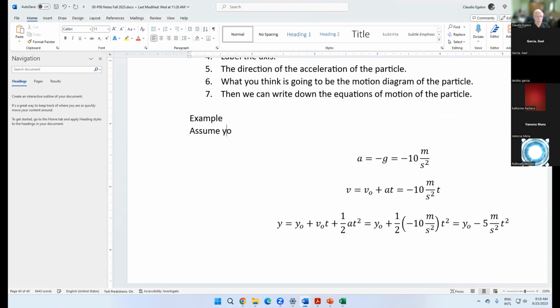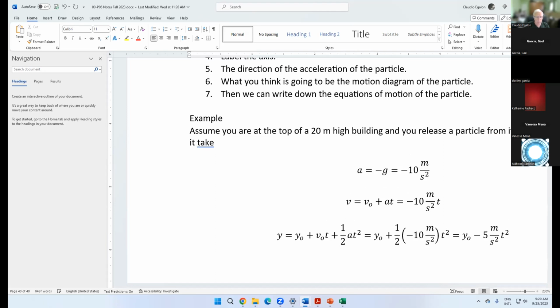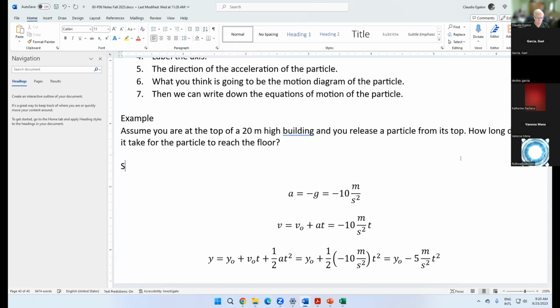Example. So you are at the top of a 20-meter high building, and you release a particle from its top. How long does it take for the particle to reach the floor? Solution, right?